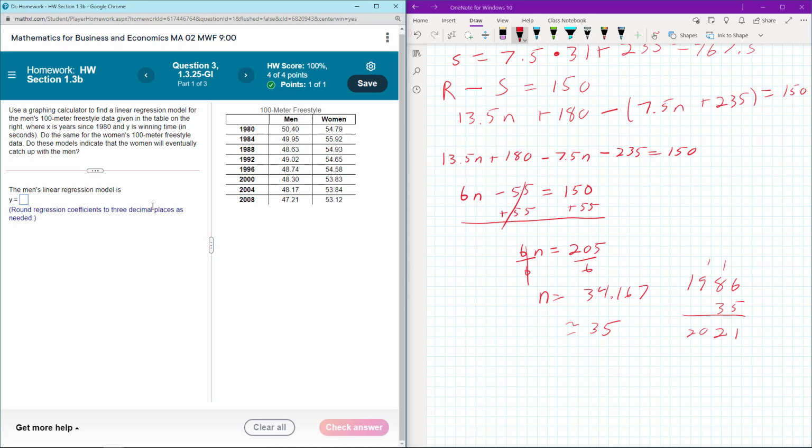And here it is. Now here we need to use a graphing calculator to find a linear regression model for the men's 100 meter freestyle given in the table to the right, where X is going to be the years since 1980 and Y is going to be the winning time in seconds. And then we want to do the exact same thing for the women's 100 meter freestyle data. Which basically means we need to use our TI-84 calculator to do this. Okay, and let me show you how to do this. Now remember, for the X values, we are going to have the years after 1980. So this will be 0, 4, 8, 12, 16, 20, 24, and 28. So let's go ahead and bring our calculator over.